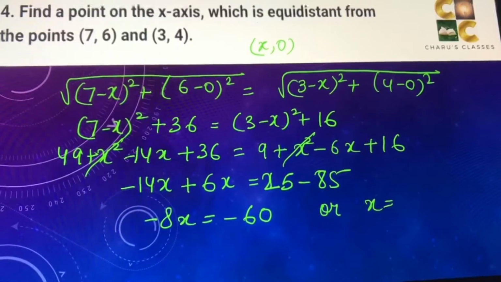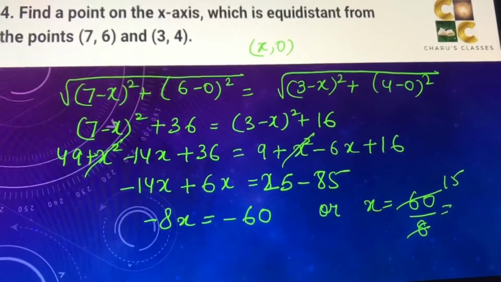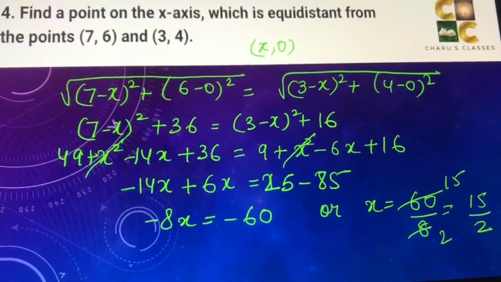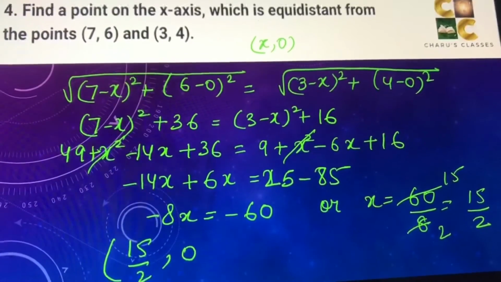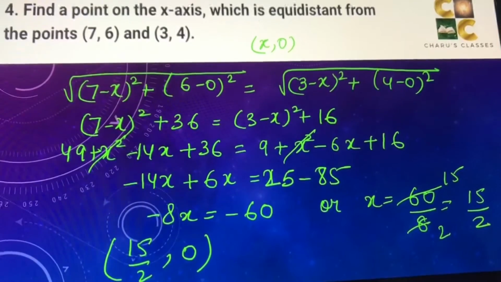Or x is equal to 60 by 8, which is 15 by 2. So the required point, which was x, 0, is 15 by 2, 0. This is the point which is equidistant from the two given points.